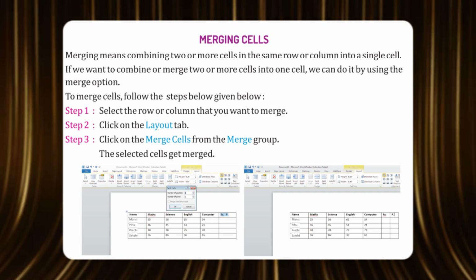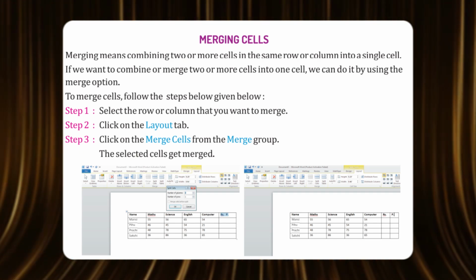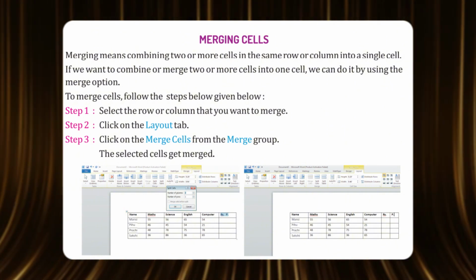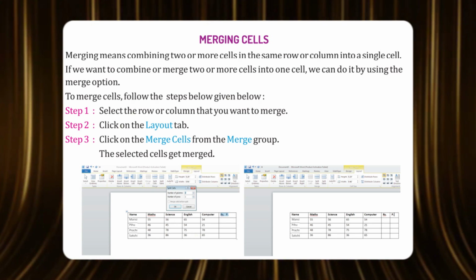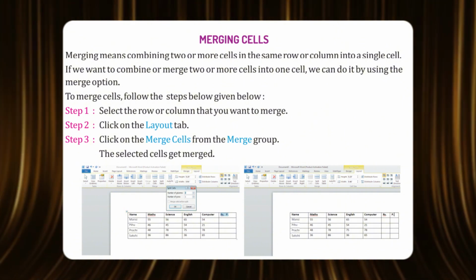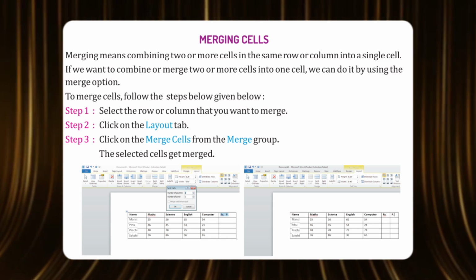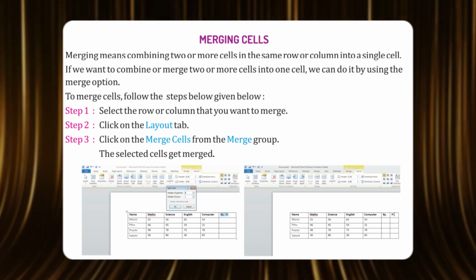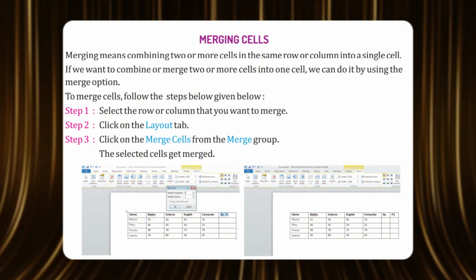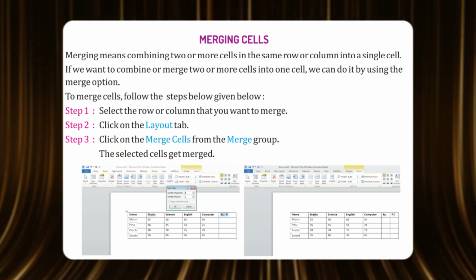Merging cells. Merging means combining two or more cells in the same row or column into a single cell. If we want to combine or merge two or more cells into one cell, we can do it by using the Merge option. To merge cells, follow the steps given below. Step 1. Select the row or column that you want to merge. Step 2. Click on the Layout tab. Step 3. Click on the Merge cells from the Merge group. The selected cells get merged.